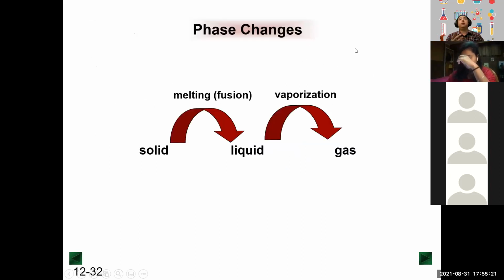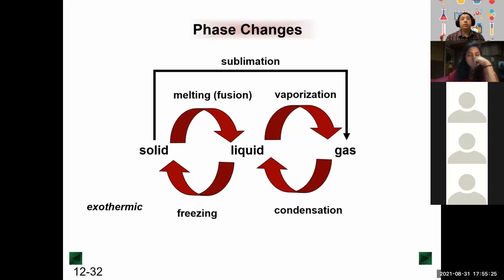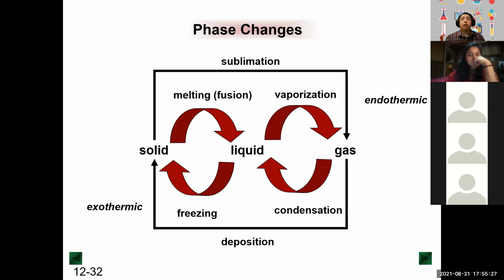All right. So let's talk about phase changes now. This should be very, very familiar. We have exothermic and endothermic reactions. One side you're adding heat, one side you're removing heat. So you should memorize these terms. As you go from solid to liquid to gas, it's called melting or fusion. And then this one's called vaporization. Condensation, freezing, and then you get sublimation and deposition. Anyone have any questions?